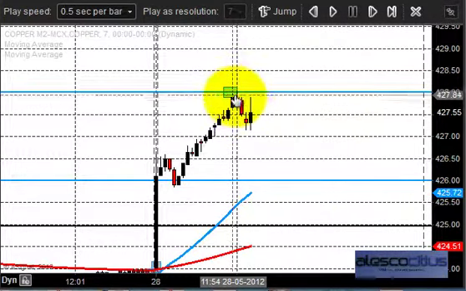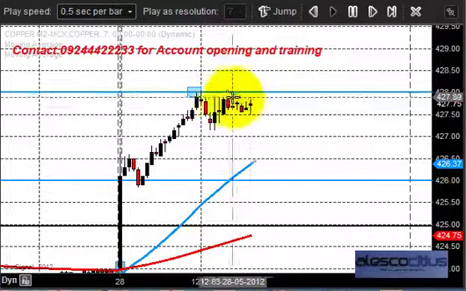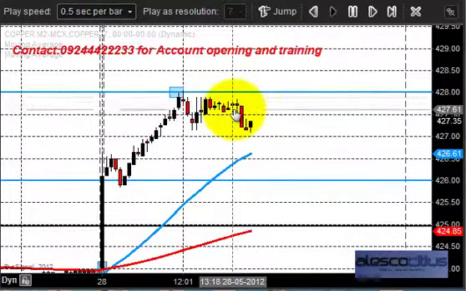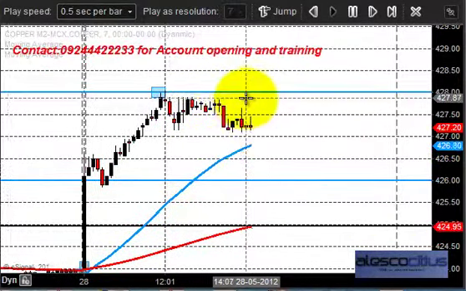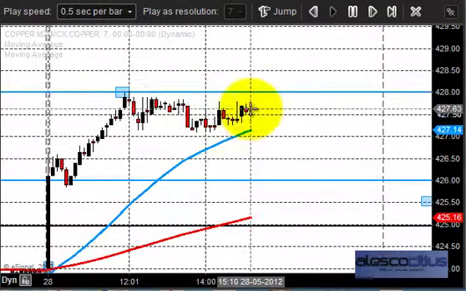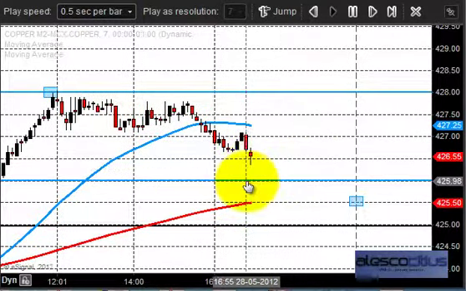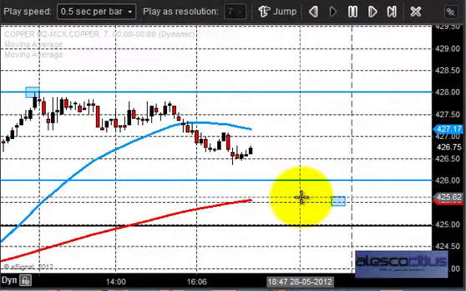Since 428 acted as a resistance last week, let us see whether it is going to act as a resistance now also. The market is struggling to break this 428, and a failure to sustain above 428 is pushing the market down to the support level of 426.